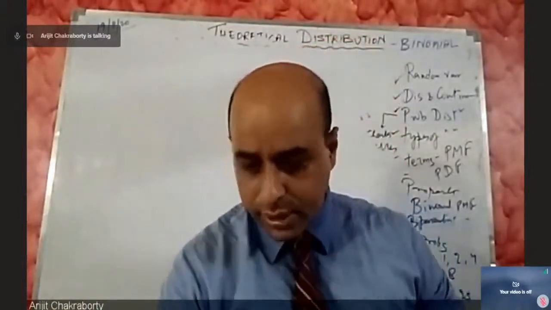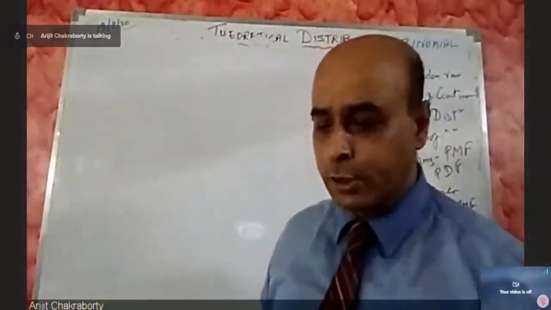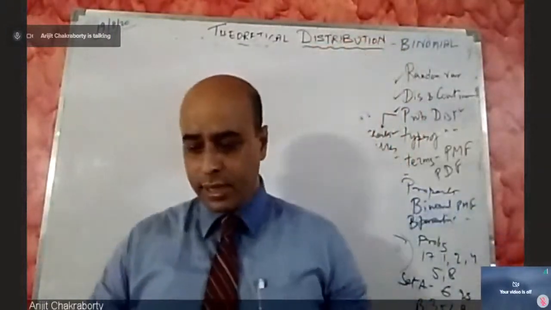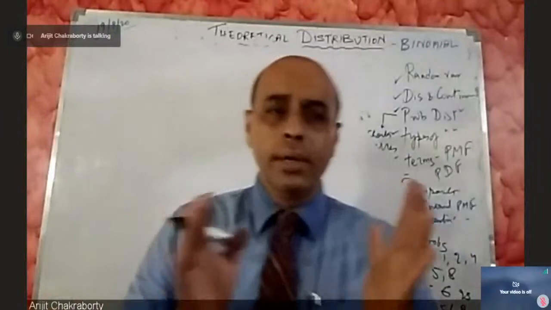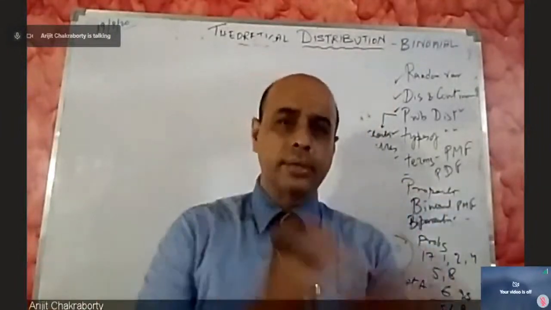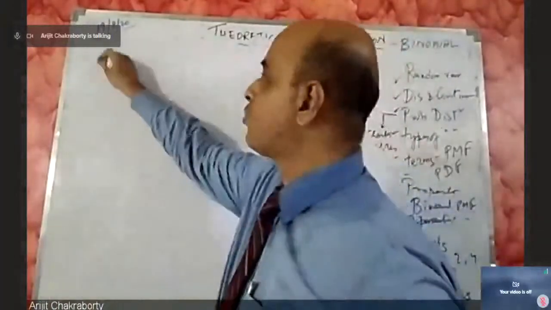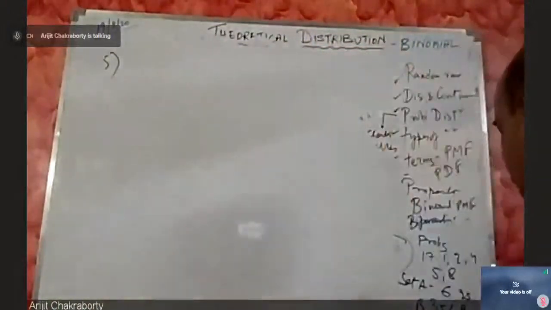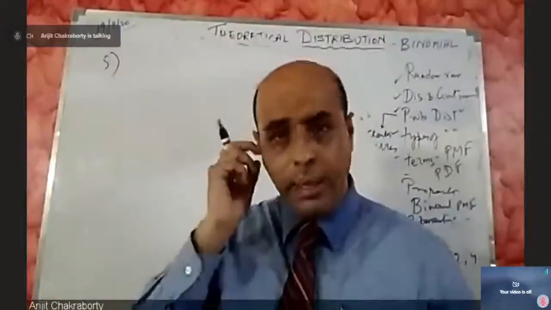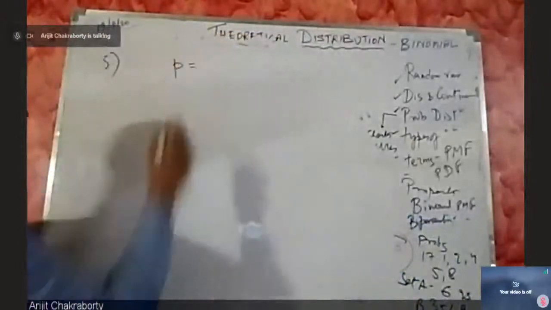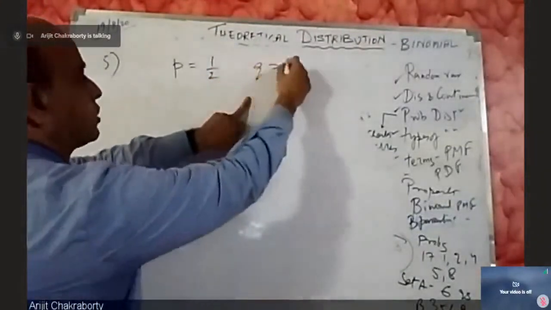Now number 5, if you check, out of 128 families with 4 children, how many are expected to have at least one boy and one girl? As I said, binomial probability distribution is applicable for finding out those type of cases where there are 2 outcomes, like head or tail, success or failure. So here it's either boy or girl, 2 outcomes. Here, P, the probability of a male child, boy, is half. Probability of a girl child, Q, is also half.